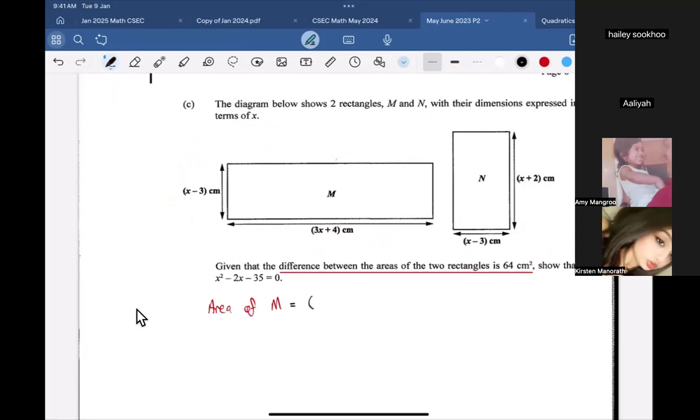3x plus 4 is the length. The width is x minus 3 in centimeters. Vade, before we continue, if instead of 3x plus 4 by x minus 3, I write x minus 3 by 3x plus 4, would it matter? Do you know if it would matter? No, I don't think so. I really don't think so. Keely, do you think it would matter?